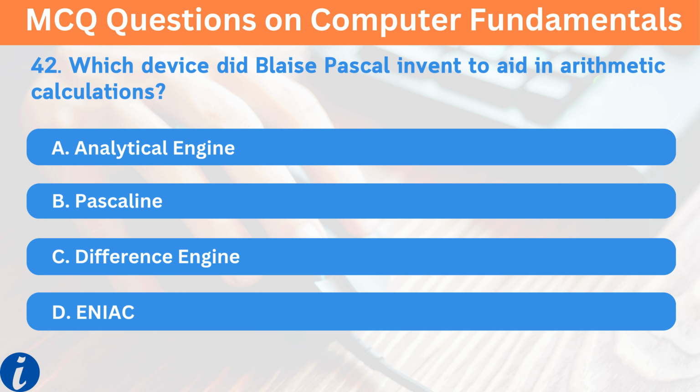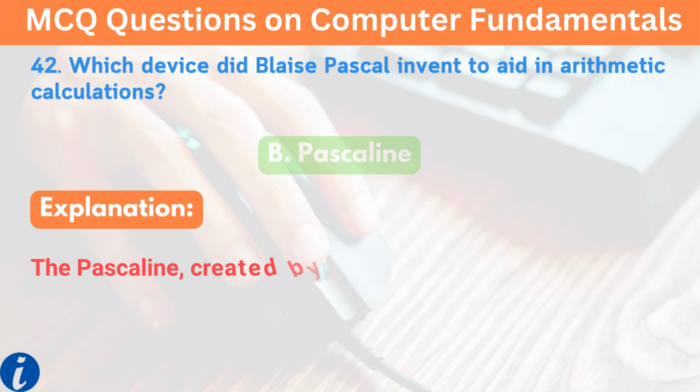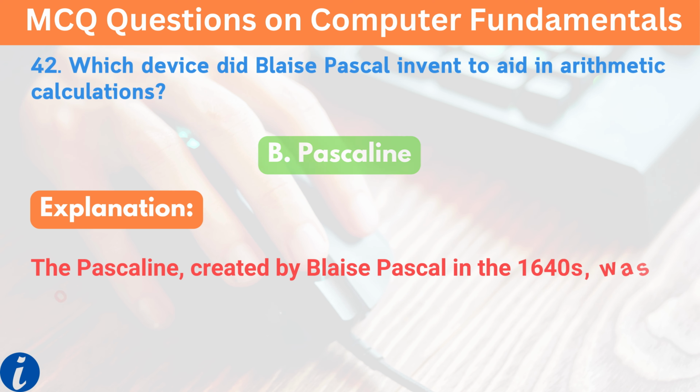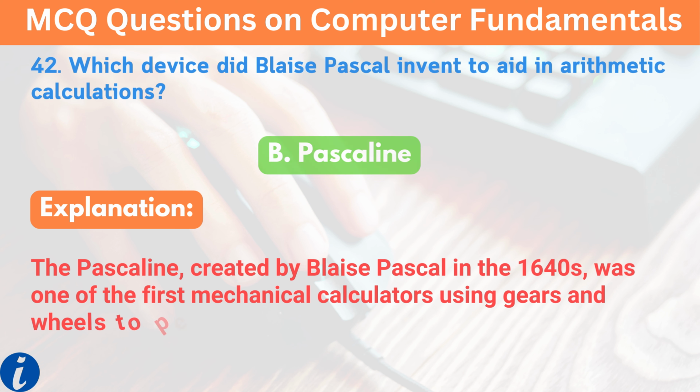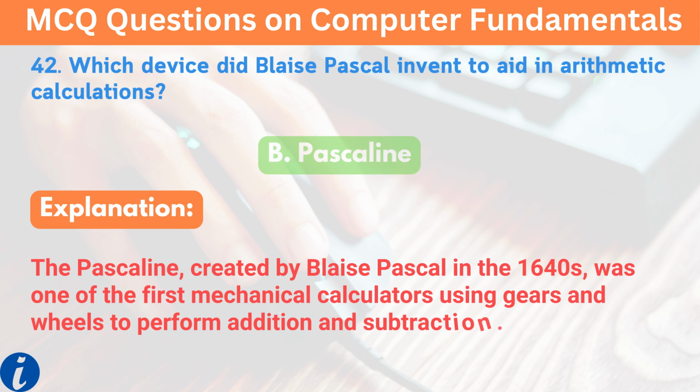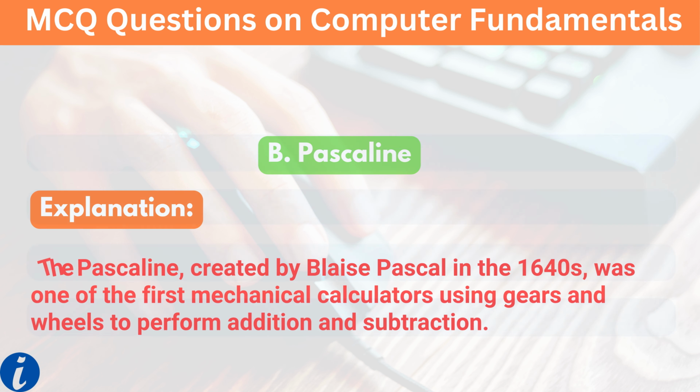42. Which device did Blaise Pascal invent to aid in arithmetic calculations? A. Analytical engine. B. Pascaline. C. Difference engine. D. ENIAC. The correct answer is B. Pascaline. Explanation. The Pascaline, created by Blaise Pascal in the 1640s, was one of the first mechanical calculators, using gears and wheels to perform addition and subtraction.